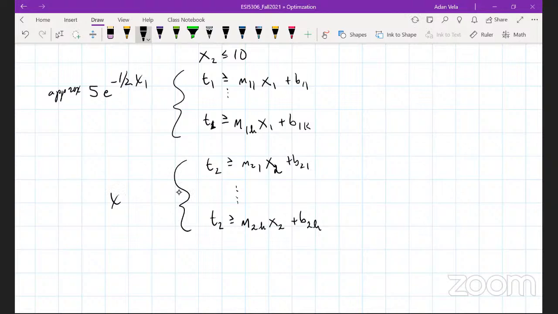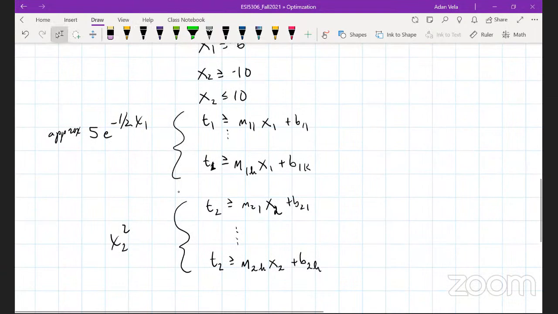Again, this is for x2 squared. Now what I'm going to do is pick a set of points that we're going to approximate the exponential and a set of points that we're going to approximate the quadratic.